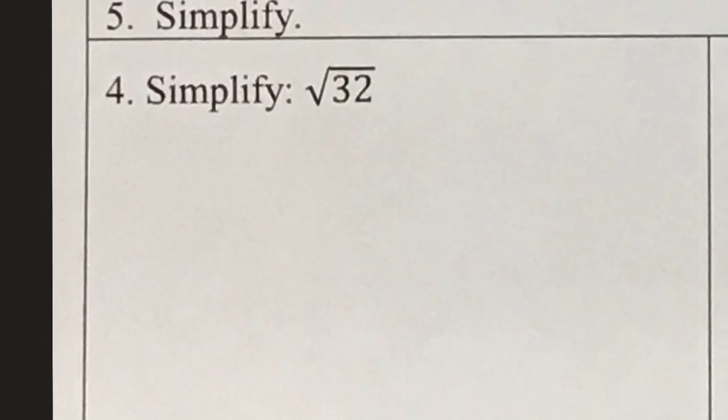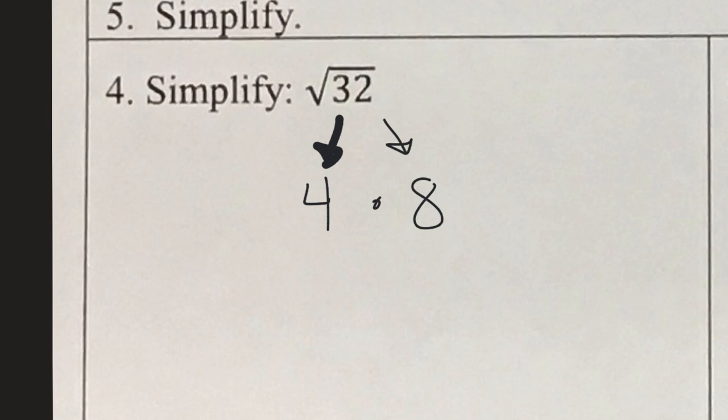So let's go. It's 32. What numbers off the top of your head multiply to give you 32? What's that? 4 times 7, close. 4 times 7 is 28. 4 times 8 gives you 32. 32 is 4 times 8.